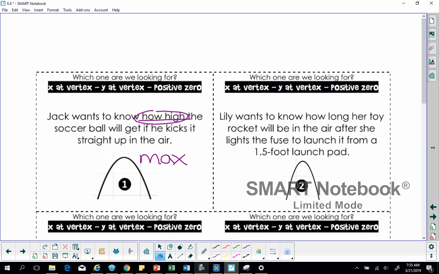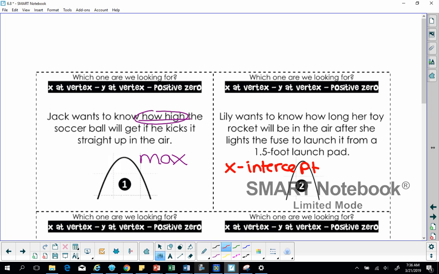The next one says, I'll do one more. Lily wants to know how long her toy rocket will be in the air. So if I'm throwing this, right, now I want to figure out how long it's going to be in the air. When would I know when it's not in the air anymore? I just threw my pen, right? How would I know it's not in the air anymore? When it hits the ground, right? So when I throw this up, I know, hey, it's not in the air anymore because it hit the ground. So when something hits the ground, what are you looking for? Good, x-intercept.